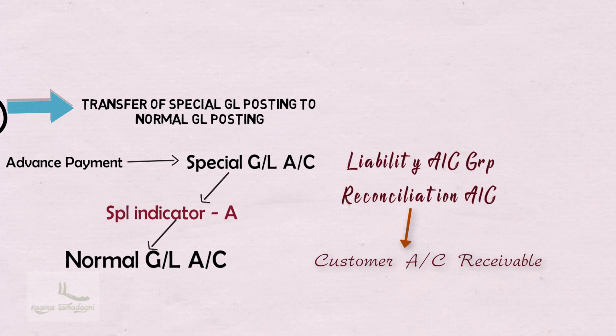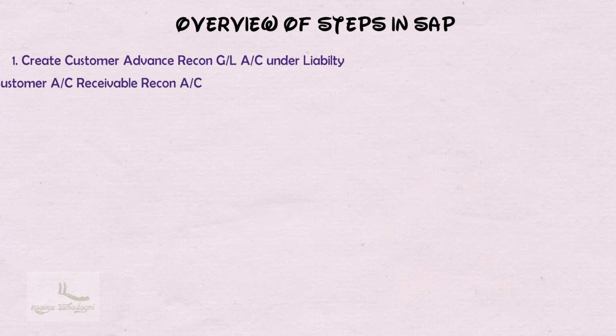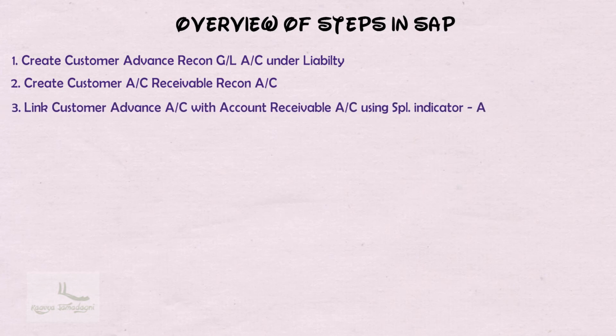So guys, let's look at the overview of the steps which we will perform in SAP. As you know, we will have two recon accounts: the customer advance recon account and the account receivable recon account. As a first step, we will create the customer advance recon account under liability. The account receivable recon account we already have created in the system. Then we will link the customer advance recon account with the account receivable recon account with the use of special GL indicator A. Then we will post the advance receipt using the T code F-29.